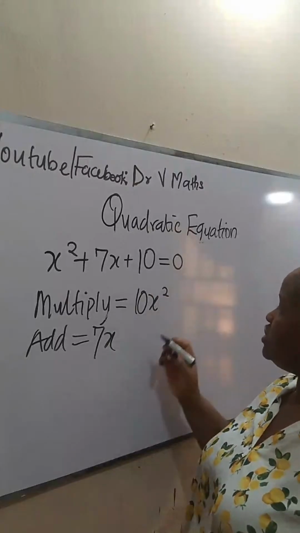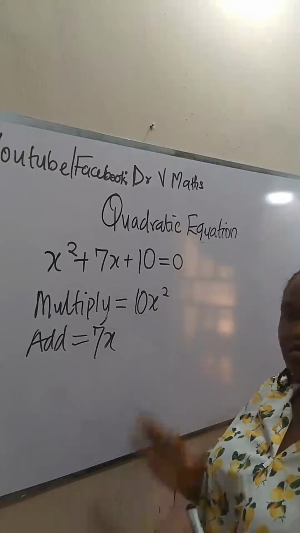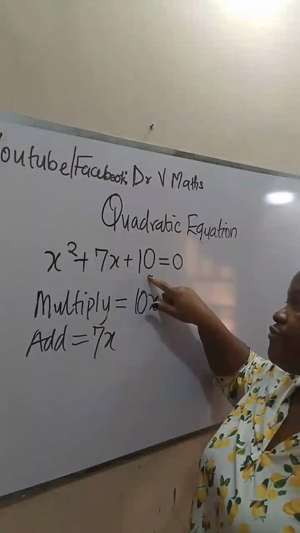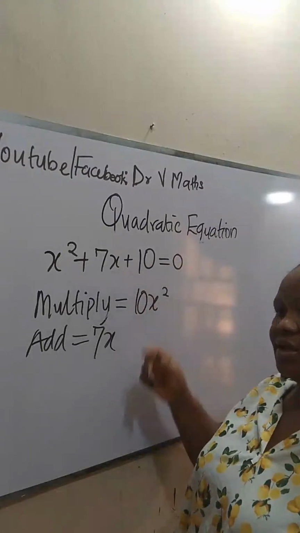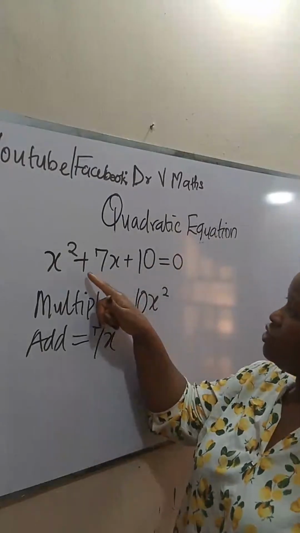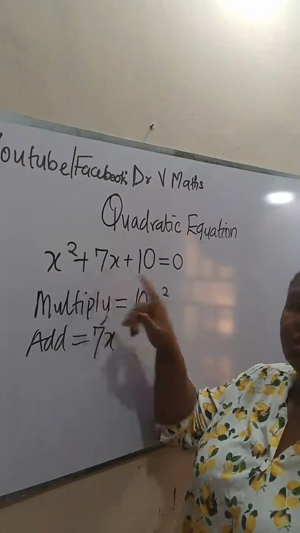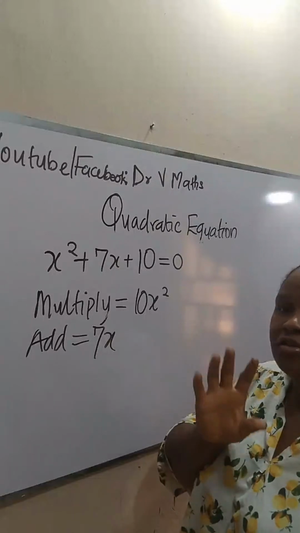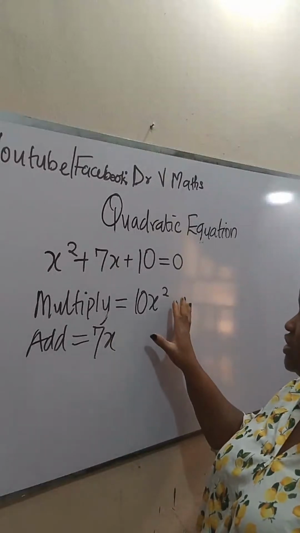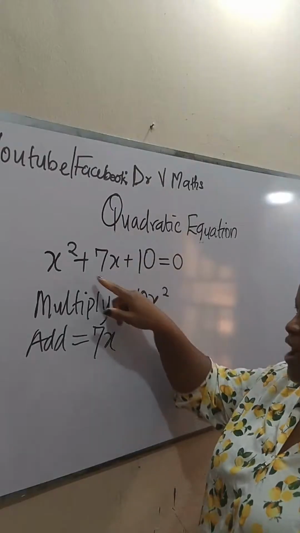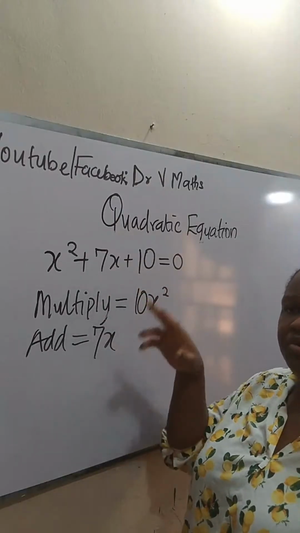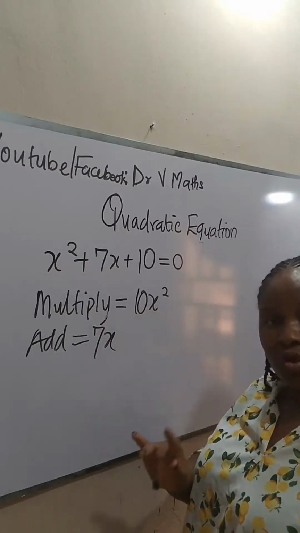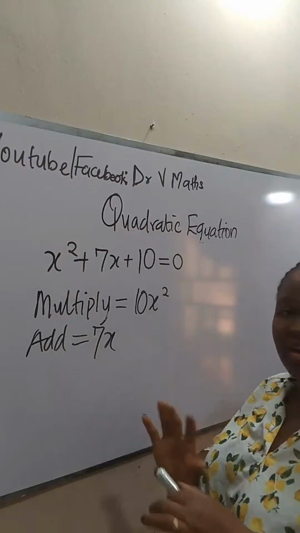Then we consider 2 and 5. If we multiply 2 and 5, we get 10, and if we add 2 and 5, it gives us 7. Remember, I told you whenever the signs in the given equation are both positive, our two factors must be positive. That is why we are just adding. If you have a negative here, we can also consider positive and negative. That is how you solve it. If you know this, the math is very easy.